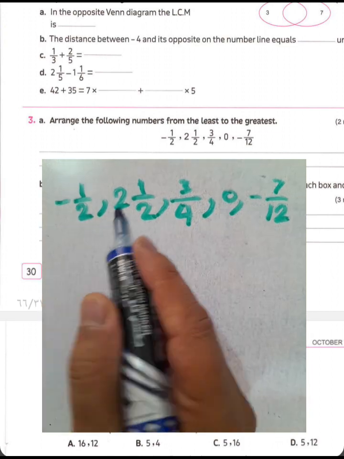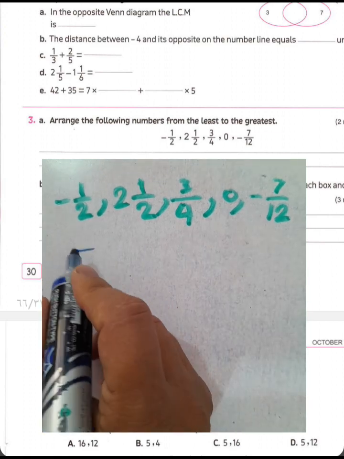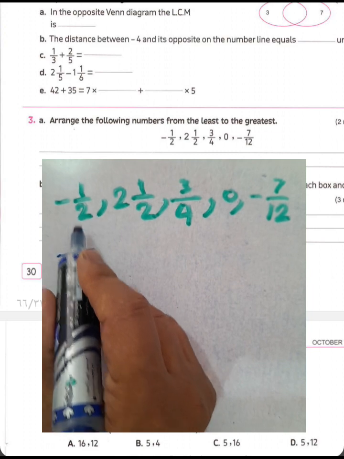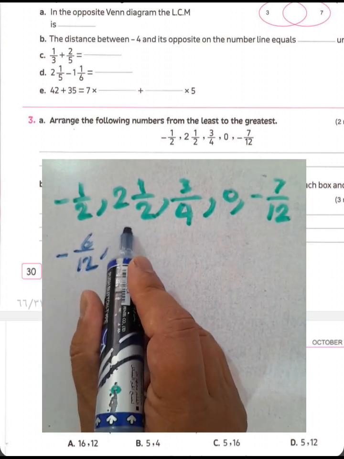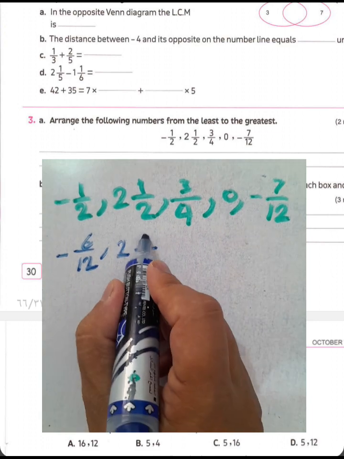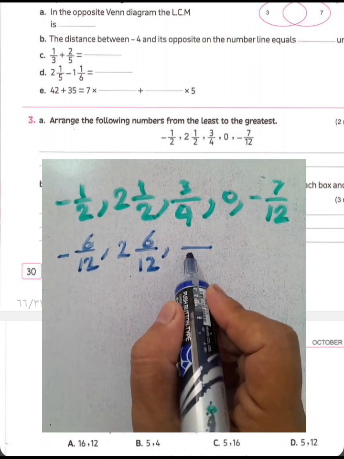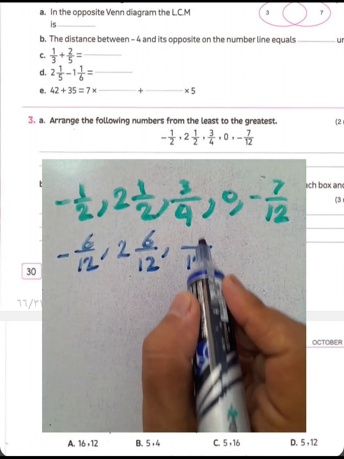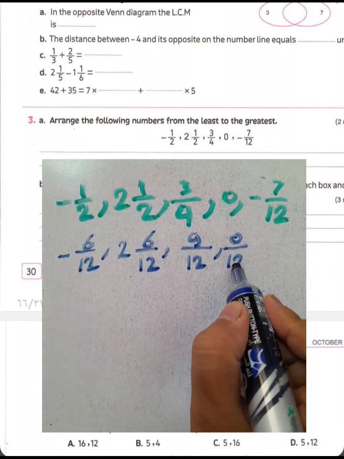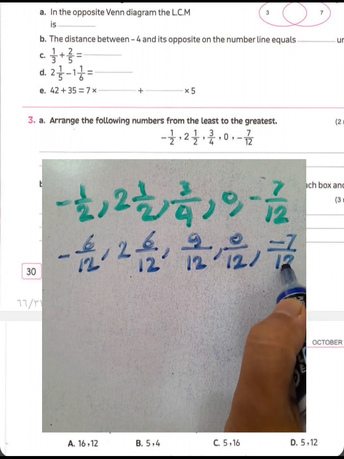Then, we can convert all denominators to 12. 2 times 6 equals 12, 1 times 6 equals 6. And here, 2 will be 12 multiplication by 6. 1 times 6 equals 6. 3 times 4 equals 12. 3 times 3 equals 9. And 0 here equals 0 over 12, and negative 7 over 12.